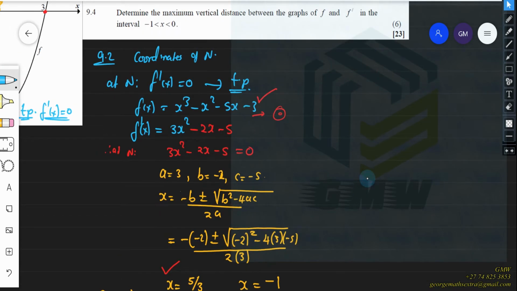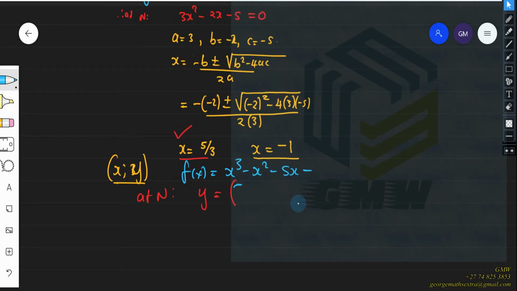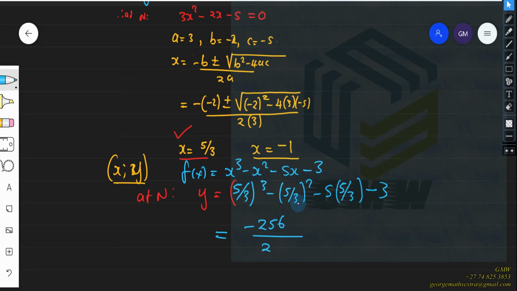plus minus 3, like that. So wherever there is x, I need to substitute with 5 over 3. So I can now say 5 over 3 cubed minus 5 over 3 squared minus 5 times 5 over 3, then everything minus 3. If you punch the calculator on this, you will get your answer to be minus 256 over 27.